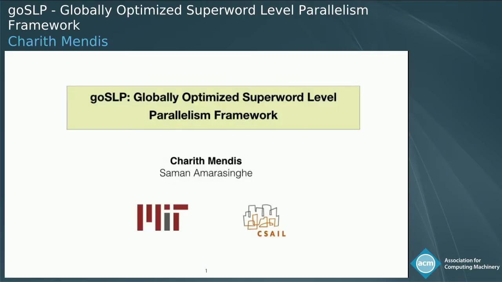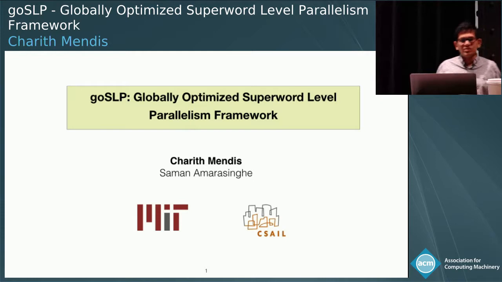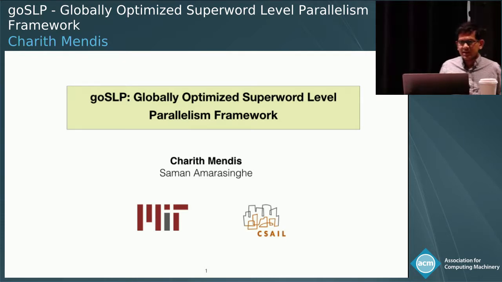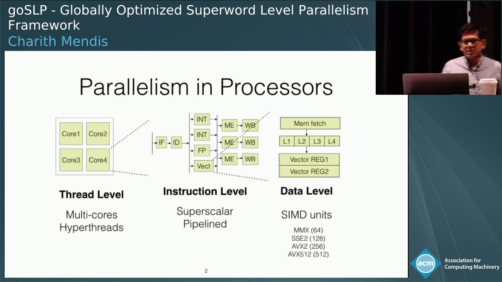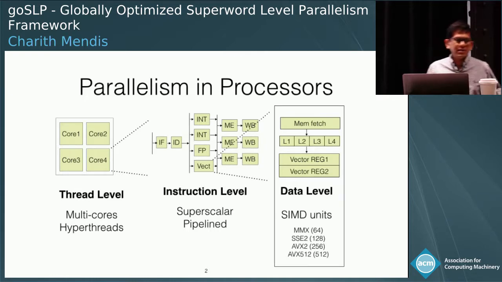Hi, I'm Charit, and today I'll be talking about goSLP, a framework that we built to perform superword-level parallelism-based vectorization with certain optimality guarantees. If you look at modern microprocessors, they allow different levels of parallelism, from thread level to instruction level to fine-grained data-level parallelism exposed to single instruction multiple data units. In this talk, I'll show you how to better exploit SIMD-level parallelism automatically.